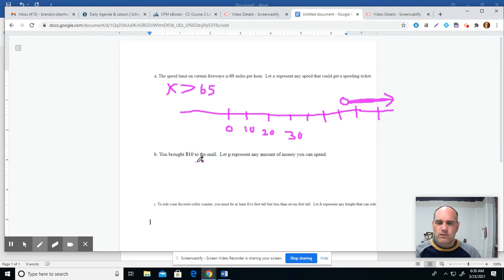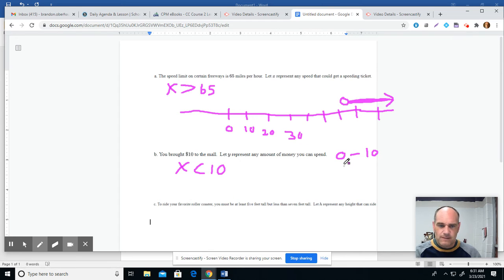You brought $10 to the mall. Let Y represent any amount of money that you can spend. I have $10 in my pocket when I go to the mall. That means I can spend any amount of money from $0 to $10. This is going to look a little weird, but here's what I want to show you. X is less than $10, so I could spend anything that's less than $10.